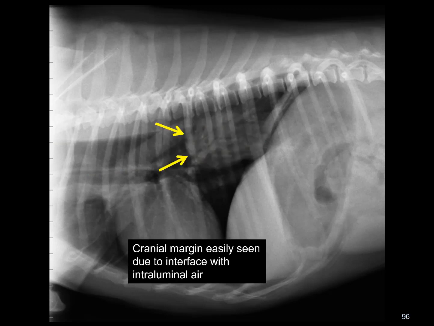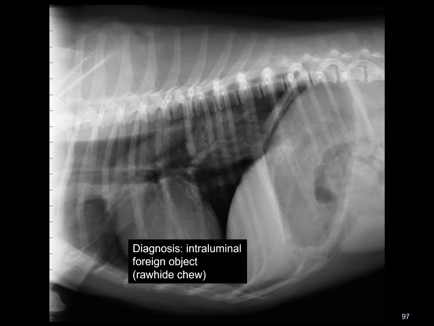Again, we're not seeing all the margins of the structure, but we can see that cranial margin because of the gas in the esophagus. And so this was an intraluminal foreign object. Now, this isn't a 100% diagnosis on the basis of what we see here, because this could have been a mass growing into the lumen and causing similar signs.